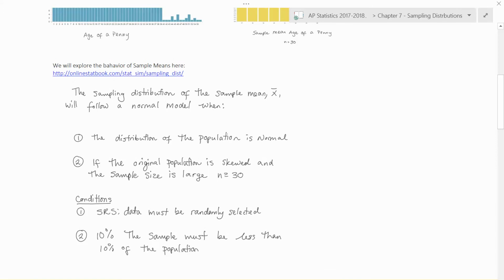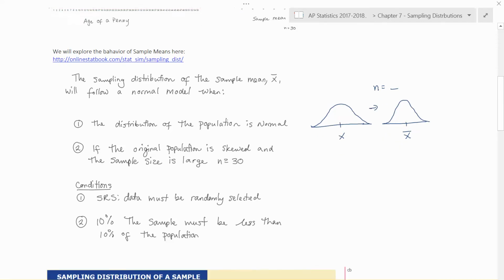Okay, so in summary, we saw that the sampling distribution of the sample mean, X bar, will follow a normal model in certain circumstances. Always, when the population is normal, the sample mean will also be normal, but a little bit less variable, because we're averaging over several observations. So here's X to represent individual observations. Here's X bar to represent mean of samples. So n equals some sample size, and we take the averages.